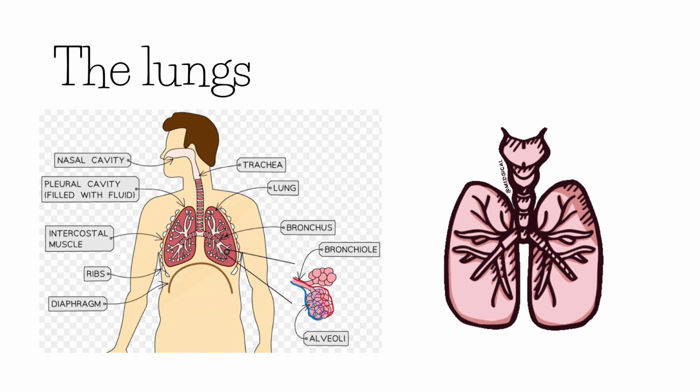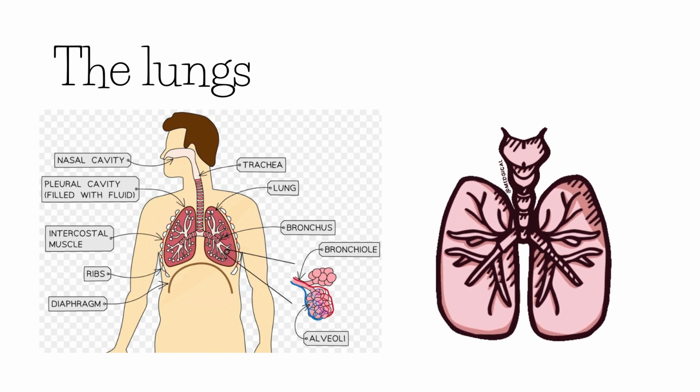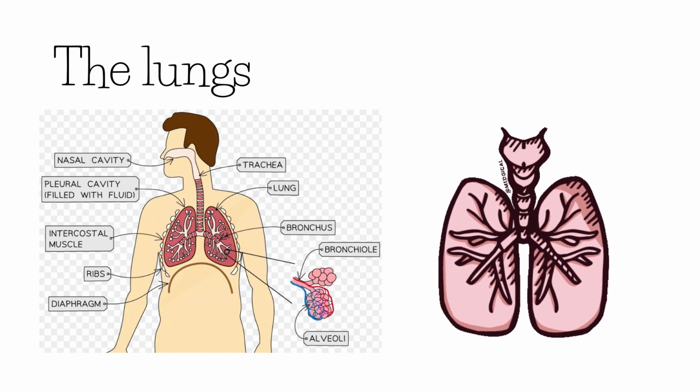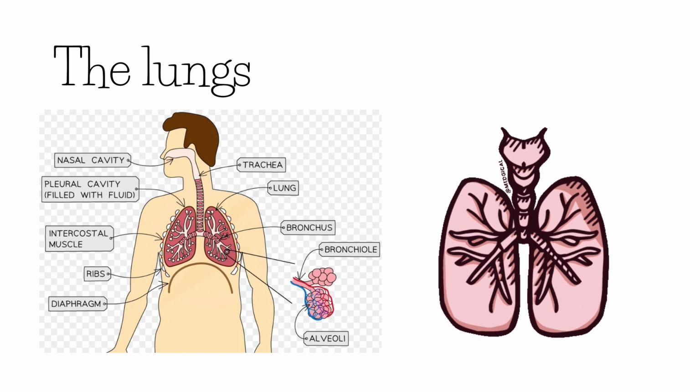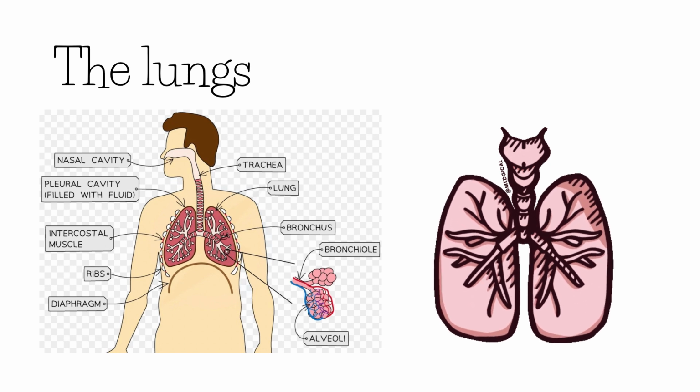The trachea is lined with rings of cartilage, which hold the trachea open. The ciliated epithelial cells waft mucus upward that catches dust. After exhalation, the air has less oxygen and more carbon dioxide.